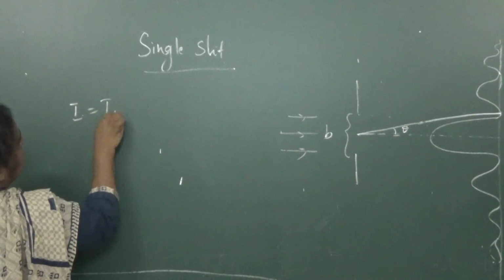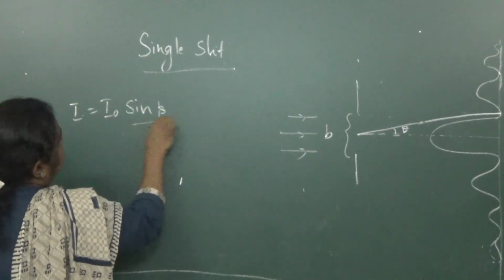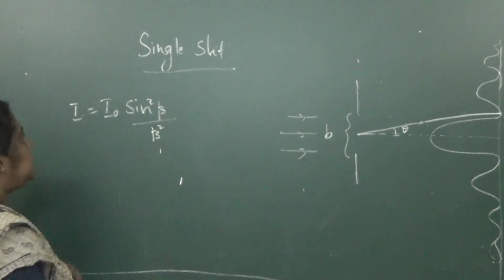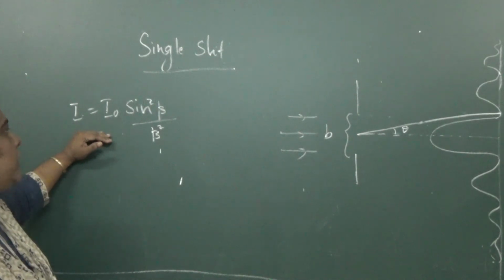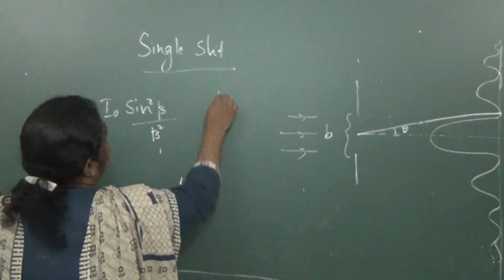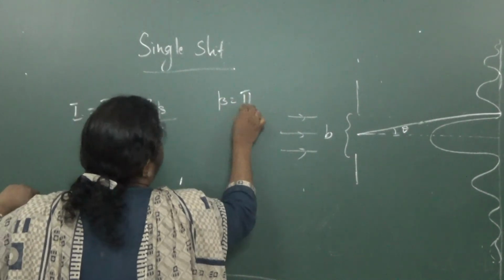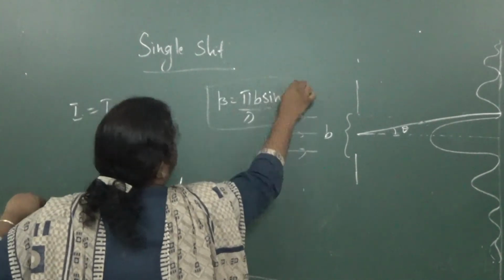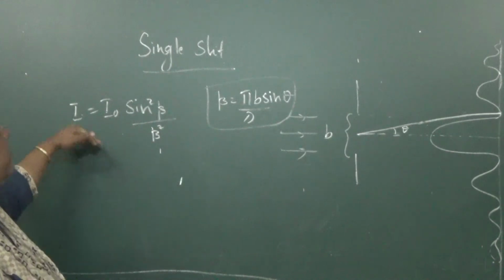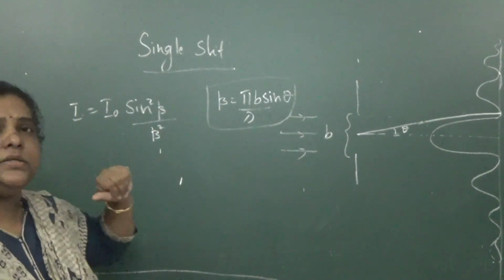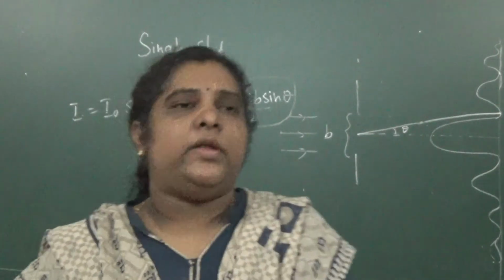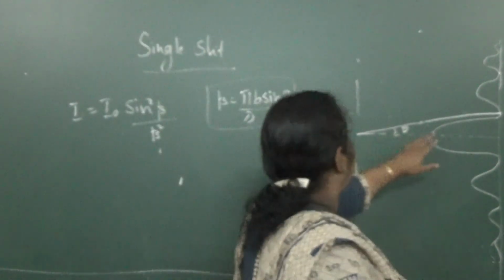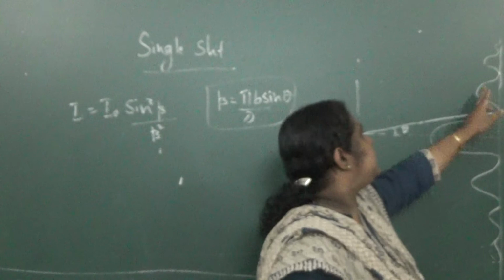Now, you got the intensity distribution that we have found: I is equal to I0 sin square beta by beta square. This gives the intensity distribution, where beta is equal to pi b sin theta by lambda. In the last video we derived this equation for intensity. So in this class we have to find out the condition for maxima and minima, that is, where we get our minima, secondary minima and secondary maxima.